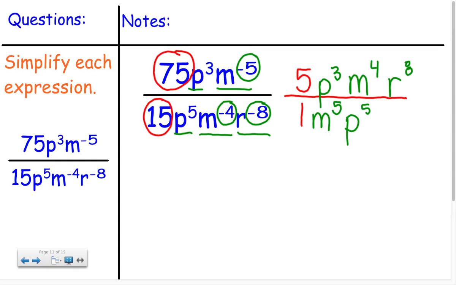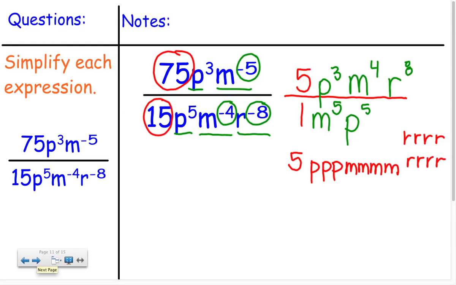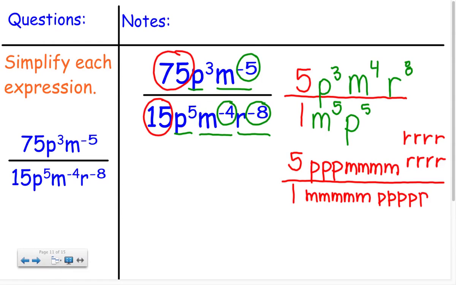So if I write it out, then I have 5, I have 3 P's, I have 4 M's, and I have 8 R's, divided by 1 and then 5 M's and 5 P's. Now I'll cancel. P, P, P, P, P, P, M, M, M, M, M, M, M, M.